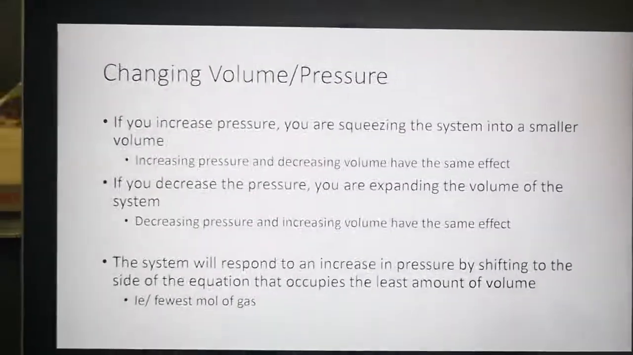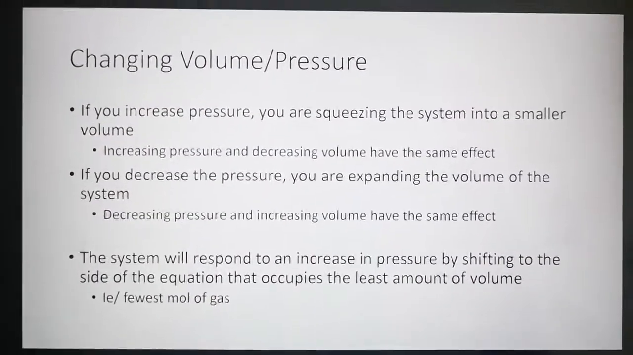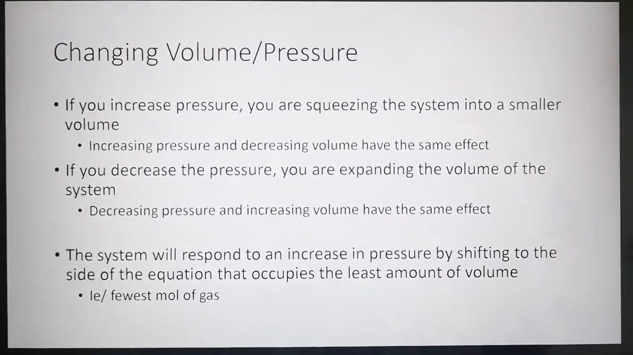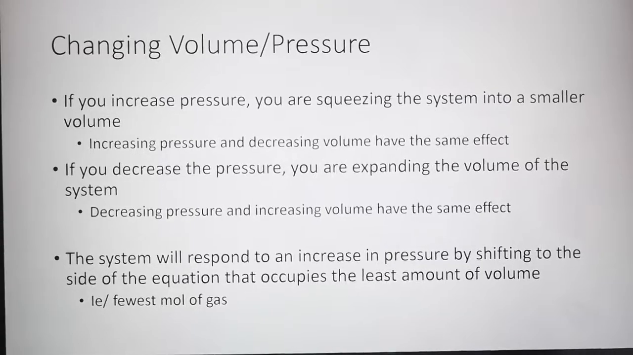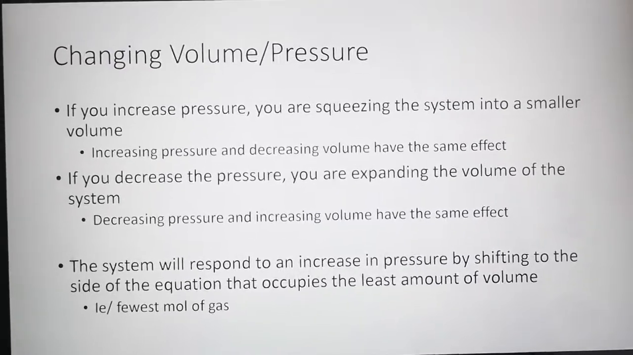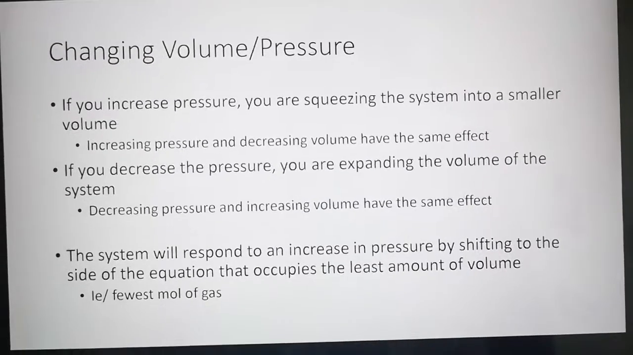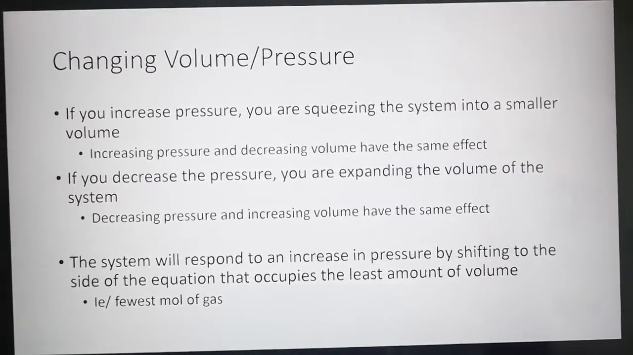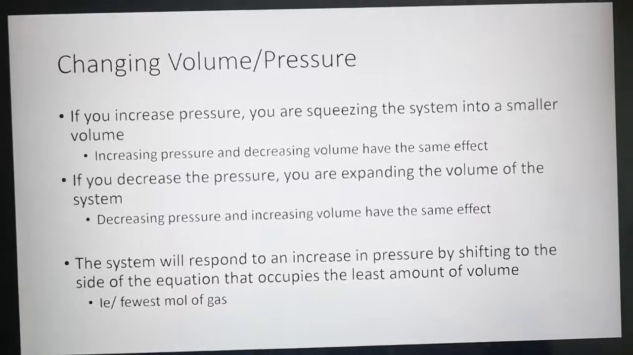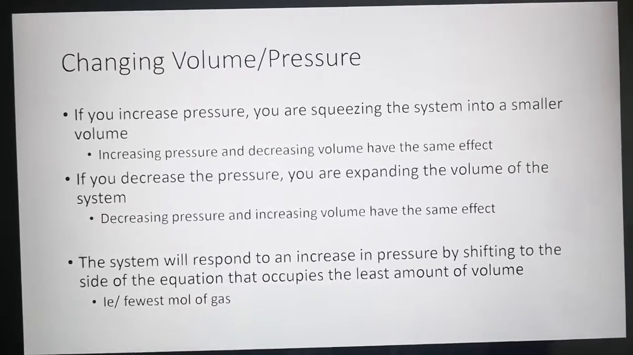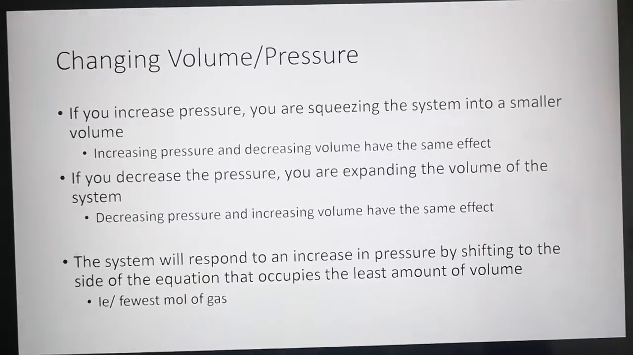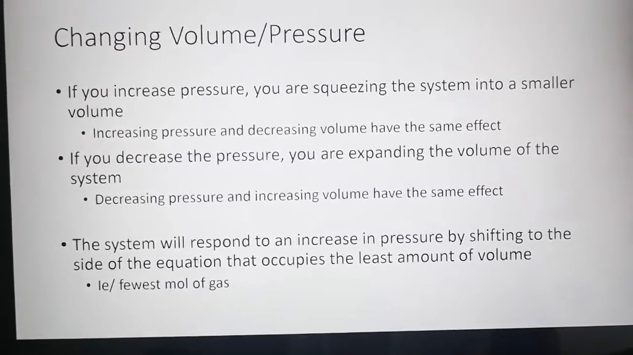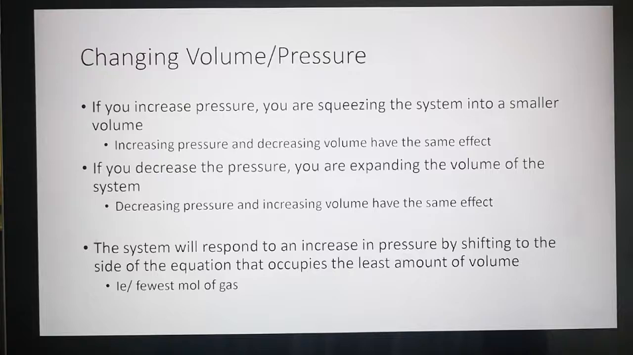So if you increase the pressure, you're squeezing the system to a smaller volume. This means that if you up the pressure, the volume is getting smaller. The opposite is true. If you decrease the pressure, you put it in a vacuum, you're expanding the volume. The system will respond to an increase in pressure by shifting to whichever side has the least amount of volume, i.e. fewest moles of gas. If you decrease the pressure, or increase the volume, it shifts to the side that takes up all that new space, the side that would have maybe the most moles of gas.